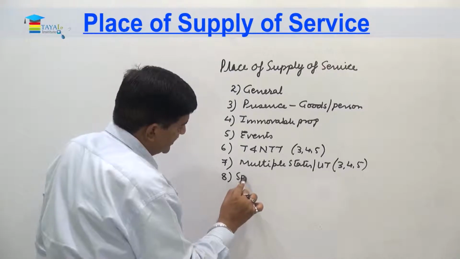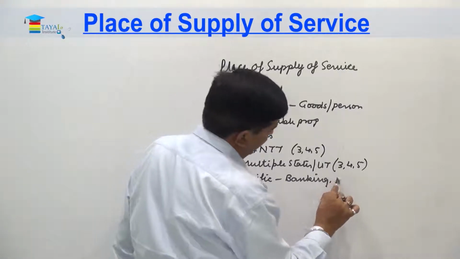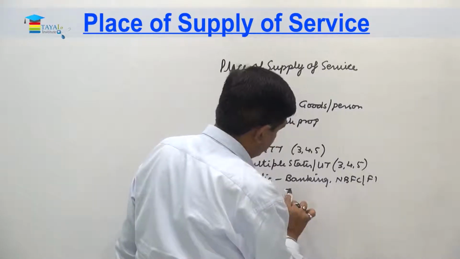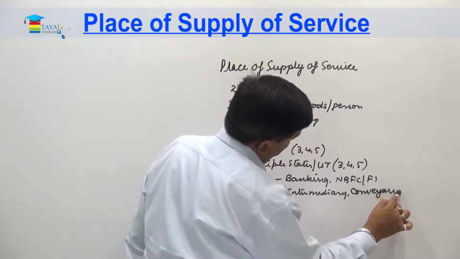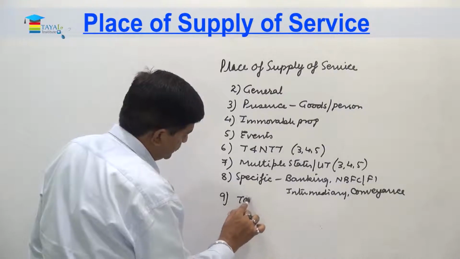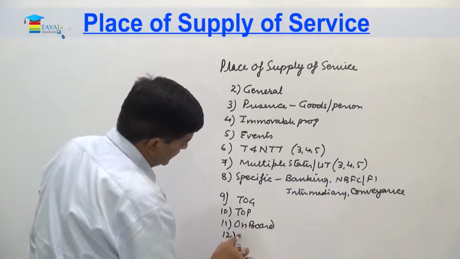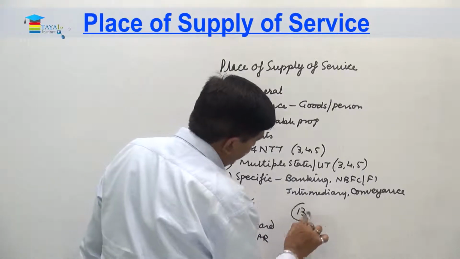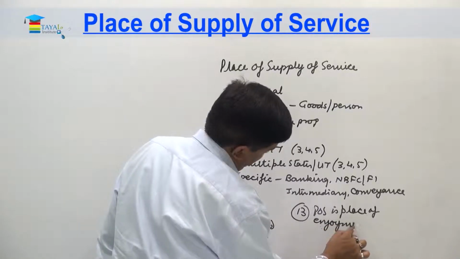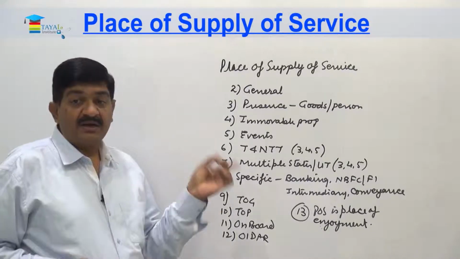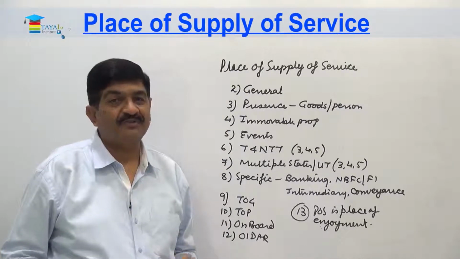Then we have 8, which is specific: banking, NBFC and financial institution, intermediary and conveyance. Number 9, transportation of goods. Number 10, transportation of passengers. Number 11, on board. Number 12, OIDAR services. And number 13, place of supply is the place of enjoyment of service. So friend, this is the entire summary. Earlier in the beginning I gave you the chart of section 13, and now this is again a summary. So that brings us to the end of the topic of place of supply. See you with the next topic.